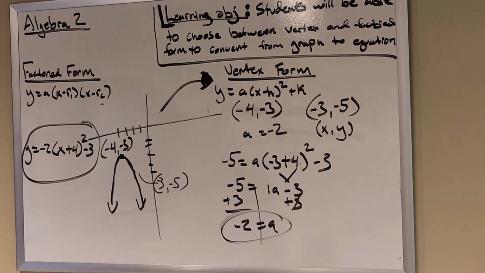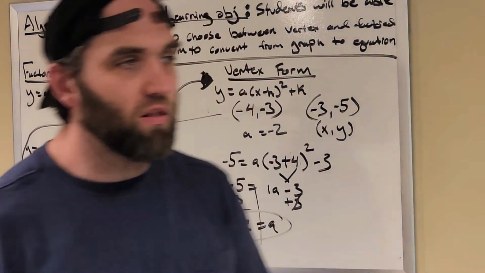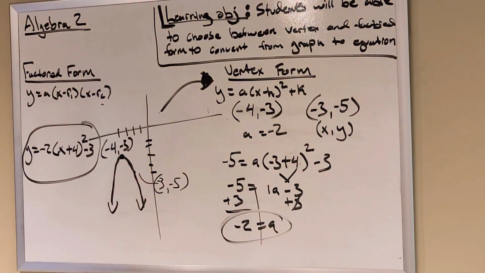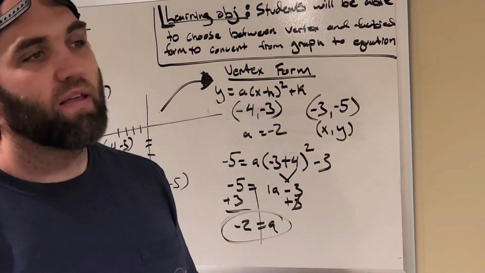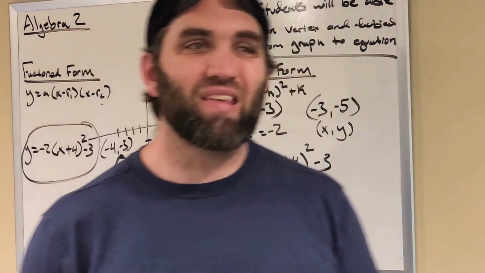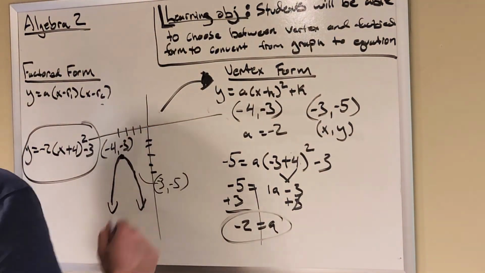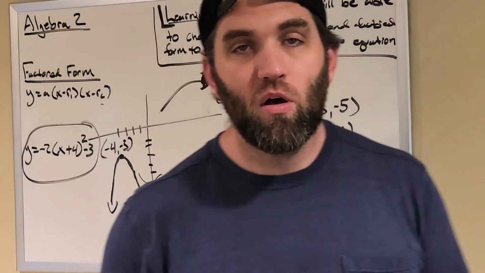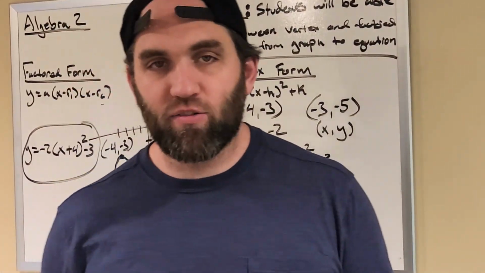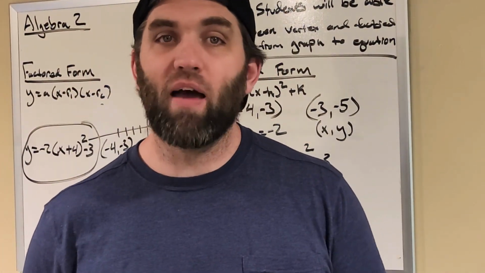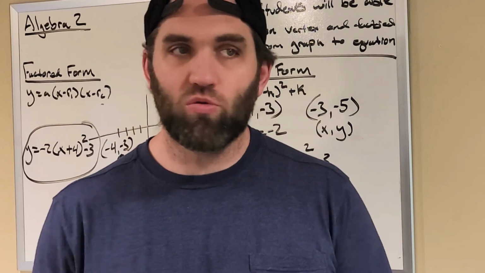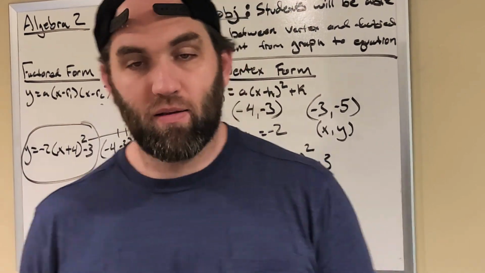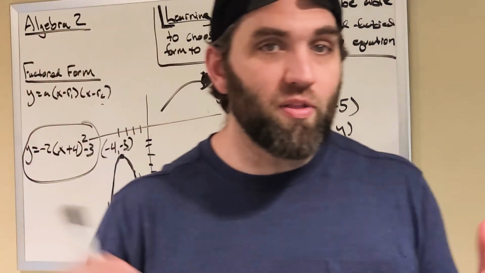So that's my equation in vertex form. All right, so what I want you guys to do tomorrow, take a look at this, okay? I have a couple problems on a worksheet. Take a look at the problems. Decide whether you're going to use factored form or vertex form, and then take your time and work through them. If you're having trouble, let me know. Shoot me an email. I'll be more than happy to help you.